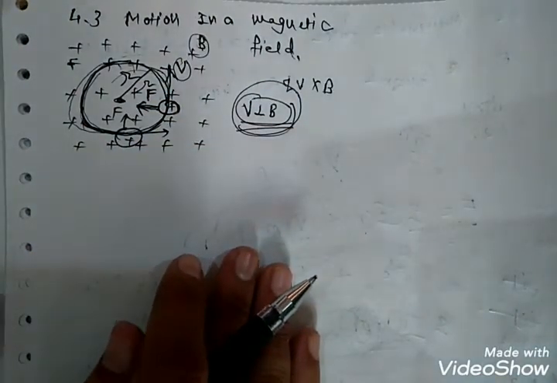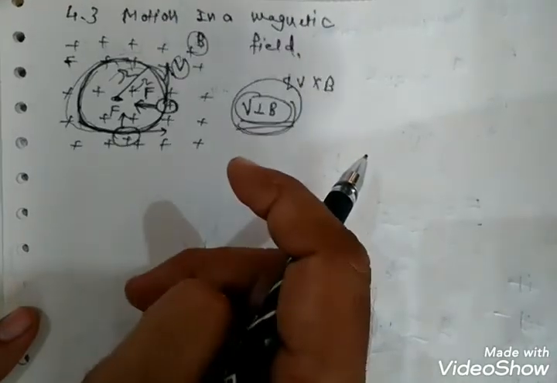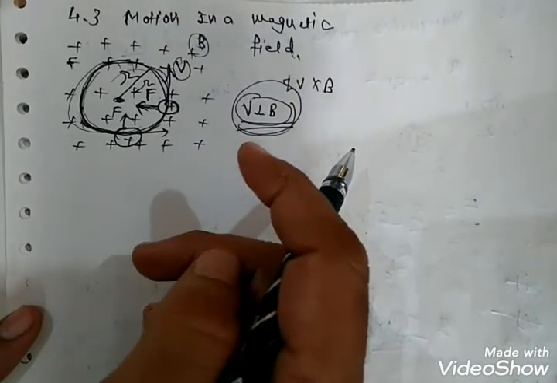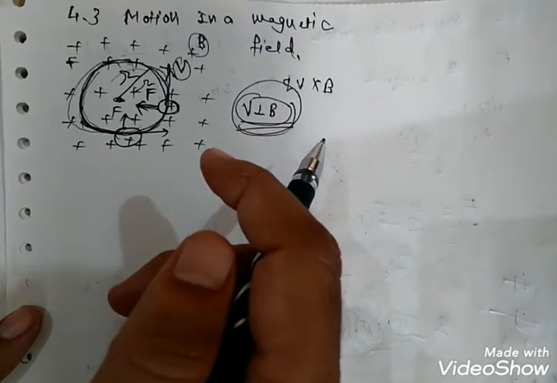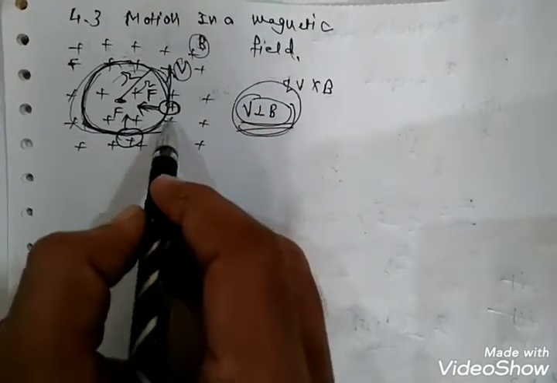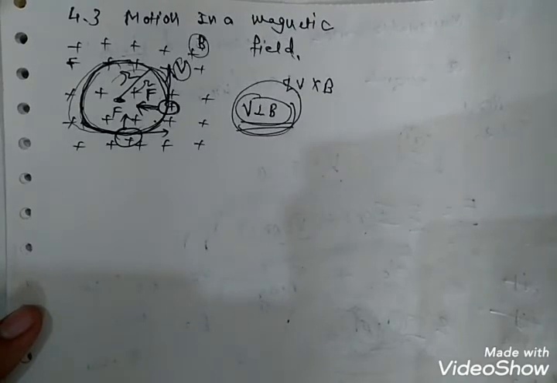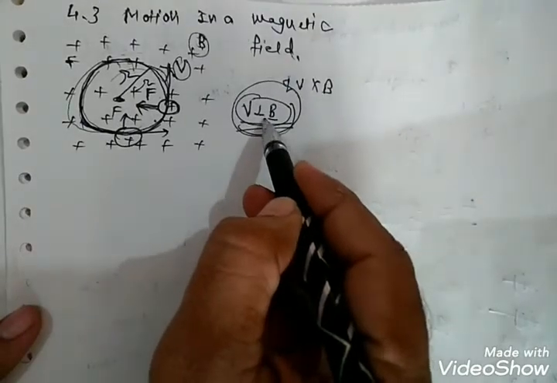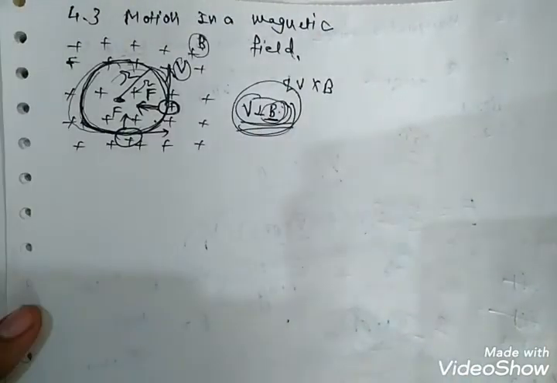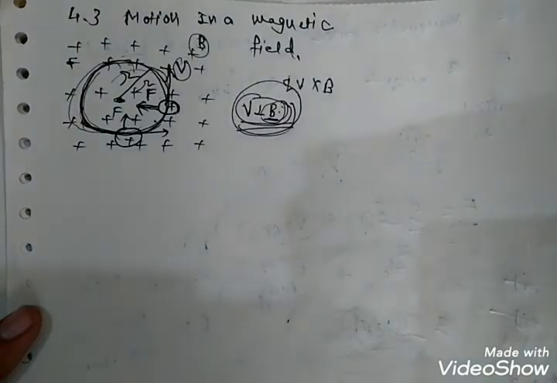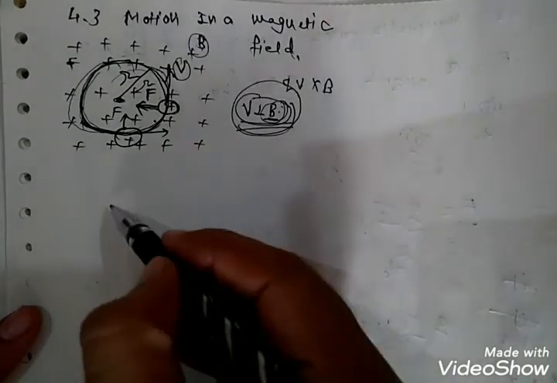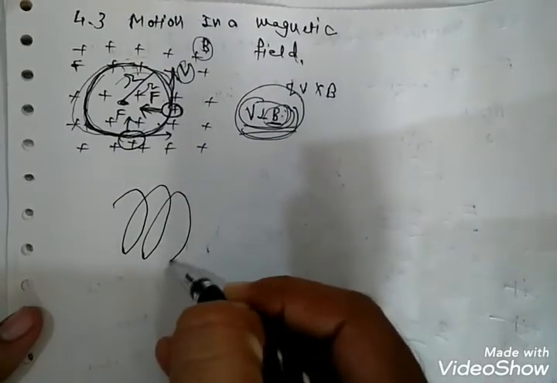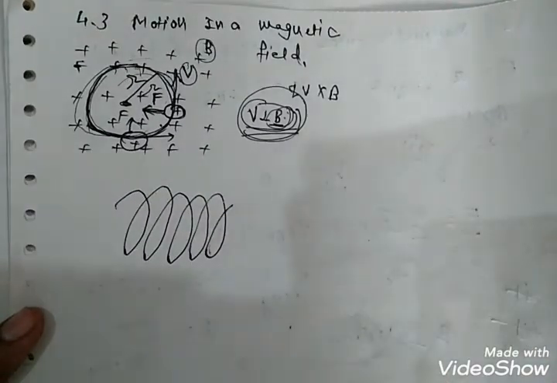Now if the velocity has a component along B, this component remains unchanged, as the motion along the magnetic field will not be affected by the magnetic field. The motion in a plane perpendicular to the magnetic field is a circle as before, thereby producing a helical motion. The next figure shows the helical path of the particle.